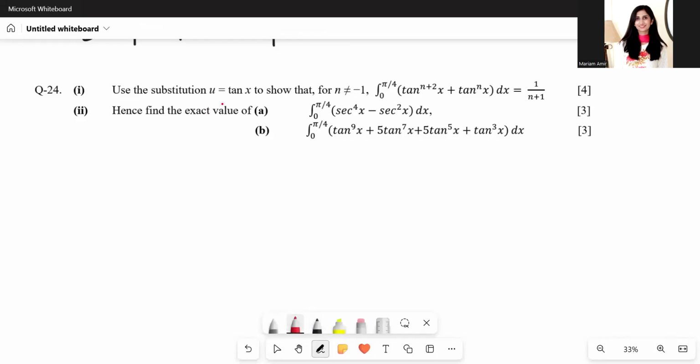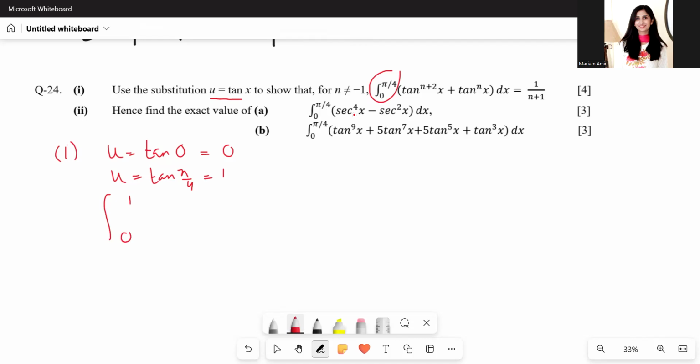Part 1, use the substitution u equals tan x to show that this would be equal to 1 over n plus 1. All right, let's see. If we're using the substitution, let's start with changing these limits. We're told that u equals tan x. So u equals tan 0, the lower limit, which gives us 0. And when u equals tan pi by 4, the upper limit, this would be 1. So now the limits of integration become 0 and 1.